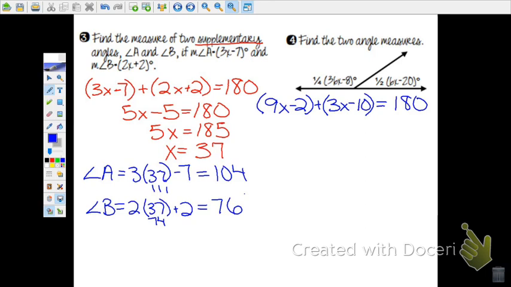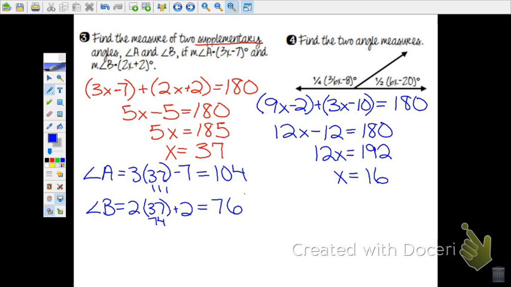So I'm going to combine like terms. 12x minus 12 equals 180. I'm going to add 12 to both sides. 12x equals 192. Divide by 12. X equals 16.